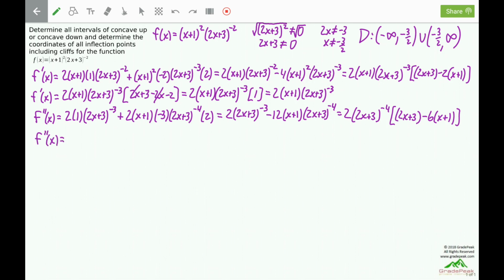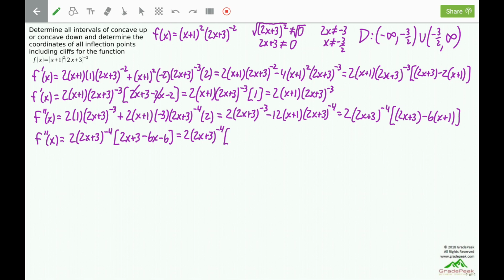So our second derivative, f double prime of x equals, we have a 2. We have a 2x plus 3 to the negative 4 power. And inside the square brackets, we can remove the parentheses from the 2x plus 3. There's a 1 implied that would multiply and doesn't change it, so it'll be 2x plus 3. There's a negative 6 that can distribute in, giving negative 6x and minus 6. So we have 2 times 2x plus 3 to the negative 4 power.